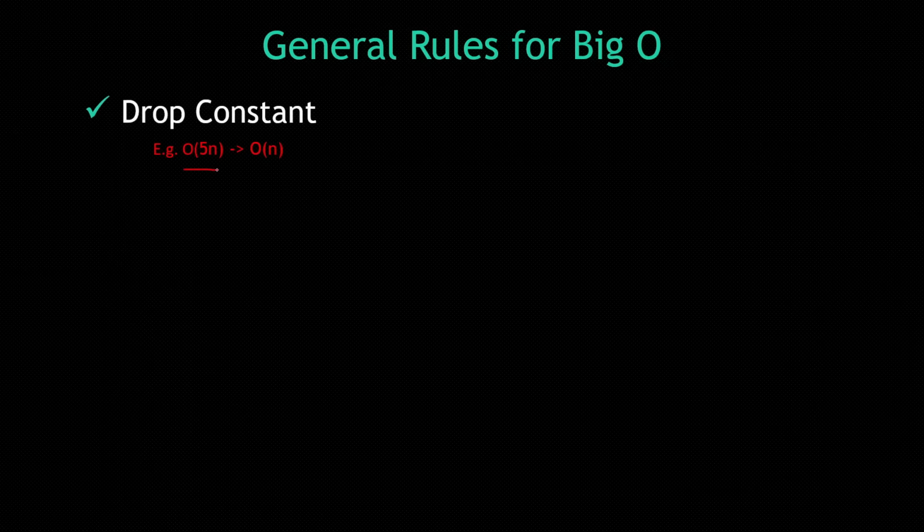General rules for big O. There are a few rules for big O complexity. No worries if you can't understand the rules now. We will discuss these rules with examples later. The first rule is the drop constant rule. If our time complexity is O of 5n, then we will drop the constant 5 and write O of n only.